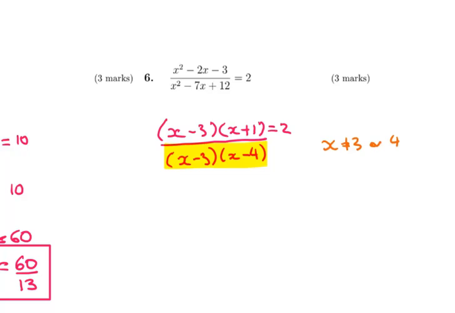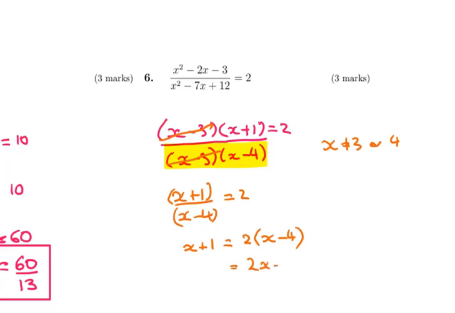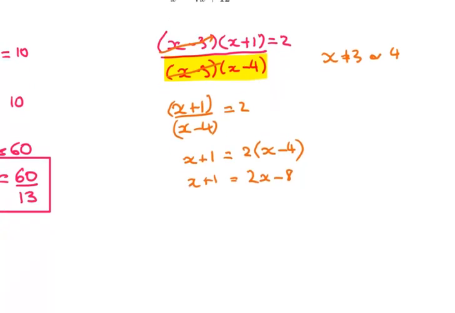But once we've just noted that down, we've got a common factor now of x minus 3. So we can divide through by that, and now we have x plus 1 over x minus 4 is equal to 2, which is looking much better. We can multiply both sides by x minus 4. That gives me x plus 1 is equal to 2 times x minus 4. If we expand that out, we get 2x minus 8. So x plus 1 is equal to 2x minus 8.